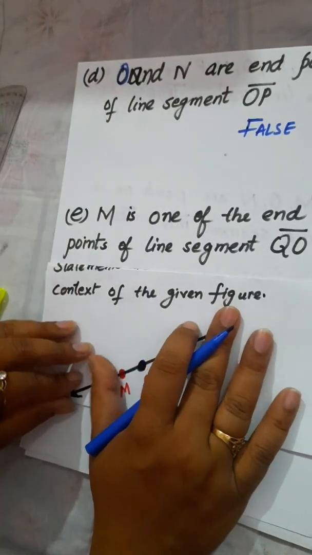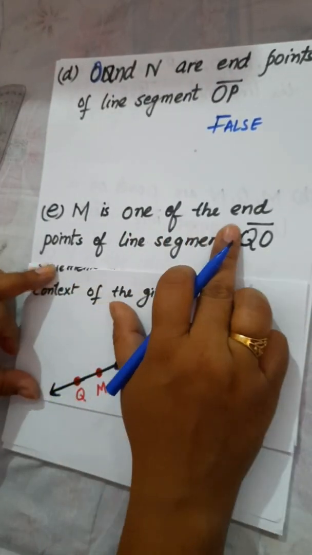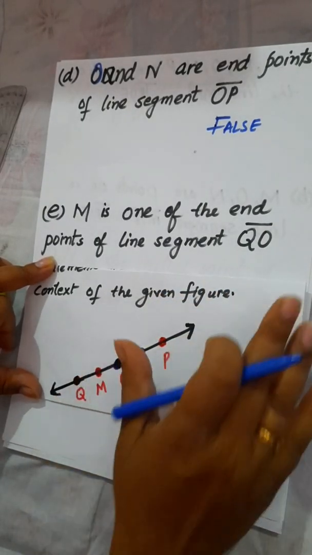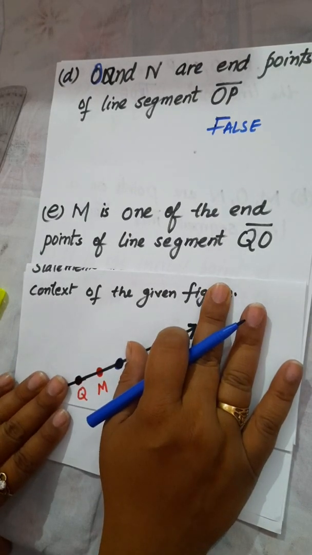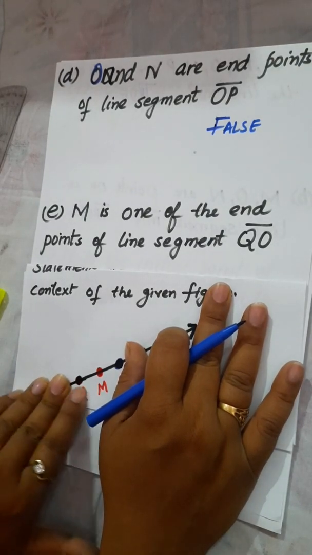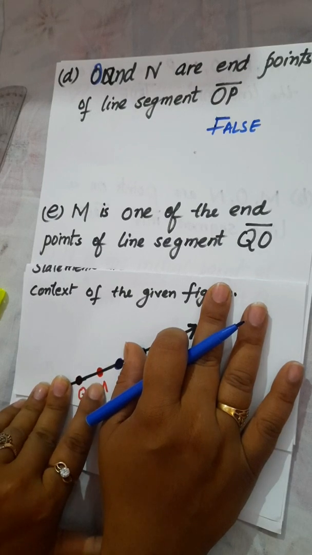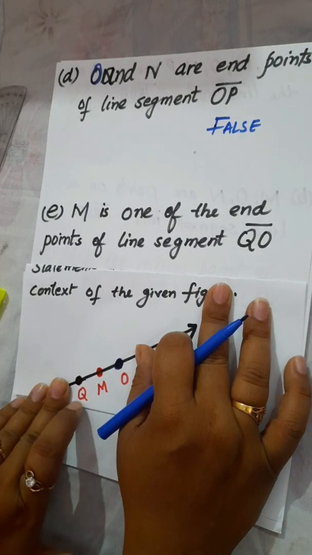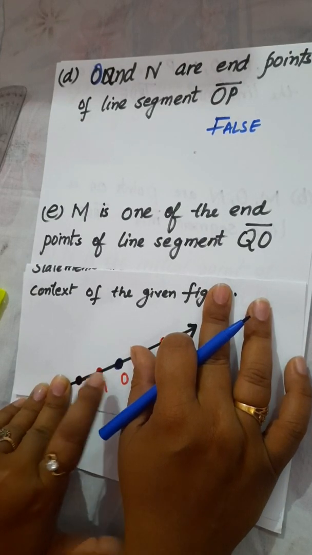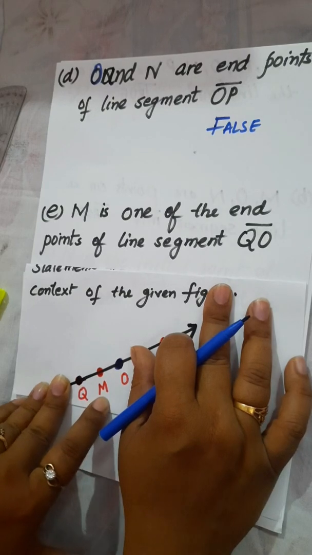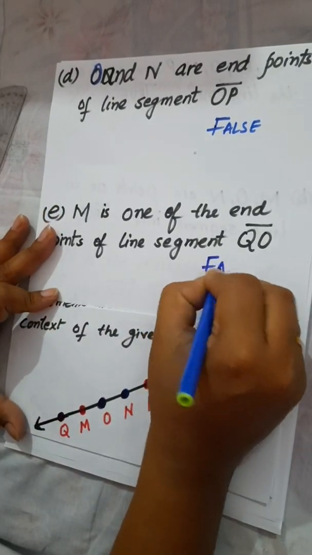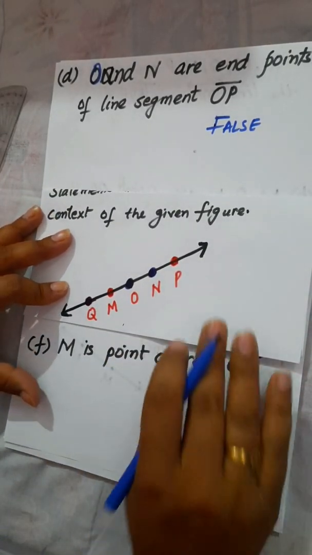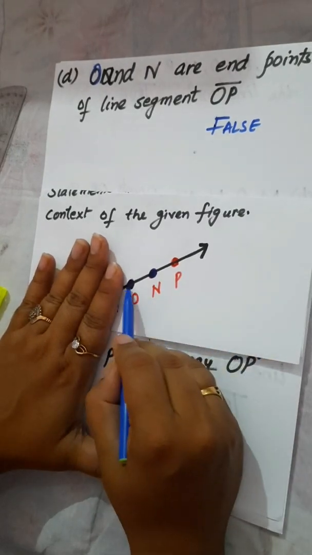E part is: M is one of the endpoints of line segment QO. This is Q and this is O. And the question is M is one of the endpoints of the line segment QO. But here M is not the endpoint. M lies on QO. So the endpoints of QO are Q and O. Here M is not the endpoint. So your statement is false.